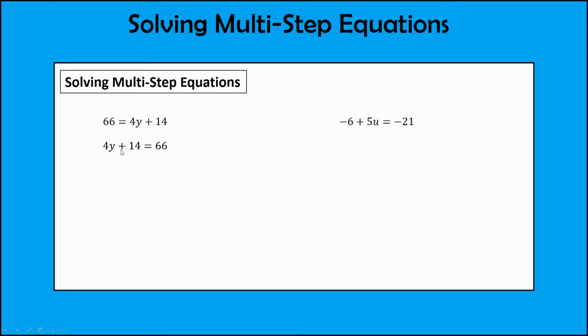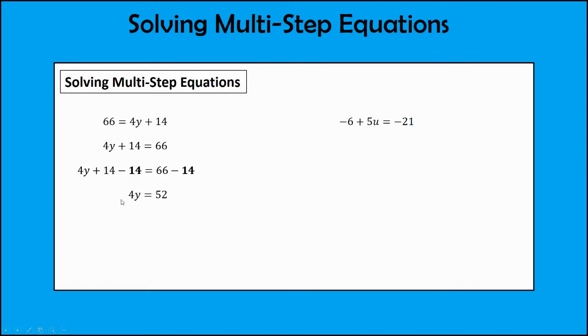Here's my variable term, 4y. I want to get it on this side by itself, so I got to eliminate this. So the way we're going to eliminate it is we're going to subtract 14 from 14. 14 minus 14 is 0. That's going to make this a 0. 4y plus 0 is 4y. That isolates the 4y. Now, whatever we do to the left, we do to the right. So we're now going to have 4y equals 52. Again, show balance on each side of the equation.